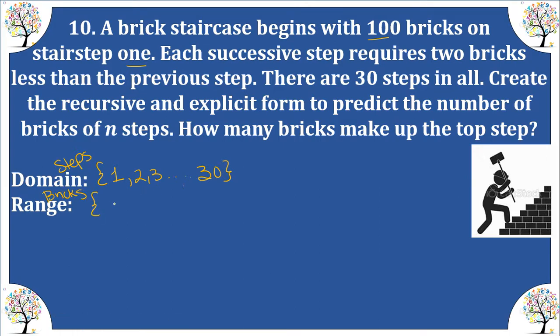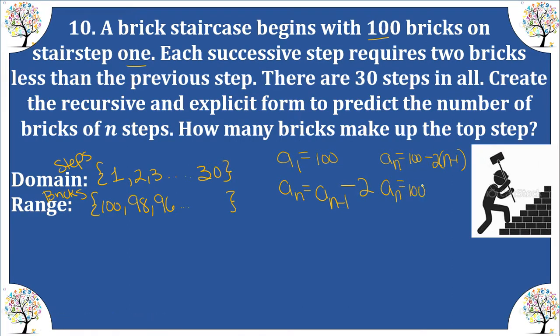So we do know our A1. It is 100. Then the next step is going to have 2 less bricks, which would be 98. Step 3 would have 96 bricks. And we need to know how many bricks are in the 30th step. So let's define our sequence. A sub 1 is 100. To get to the next sequence number, we take the previous and we subtract 2 bricks. Our explicit form is A sub n equals 100, our first term, minus 2 times n minus 1.